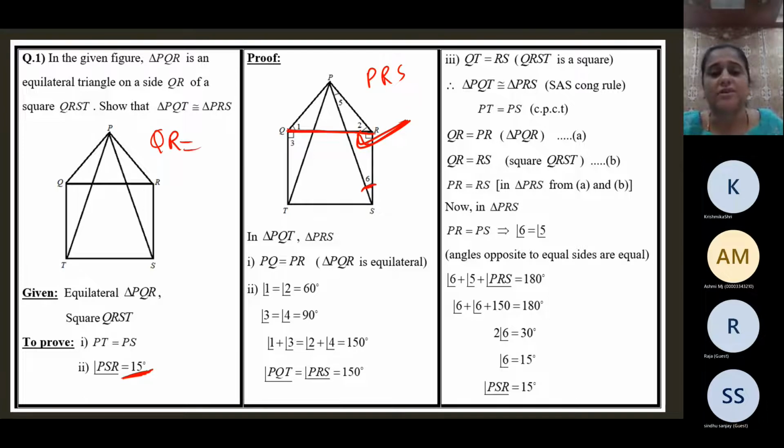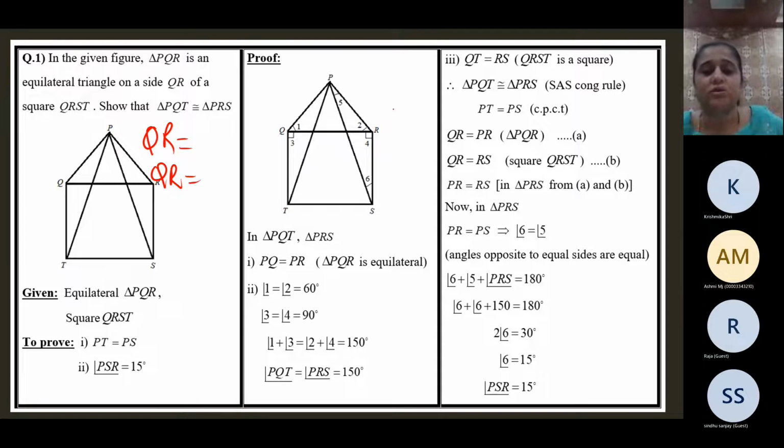QR is the common side, for the triangle and the square. So take up the common side QR. Now QR is equal to RS. Why is QR equal to RS? Because with QR you take one side of the square and one side of the triangle. Please look at the way I write it. With QR, you take PR and RS, because you'll have to show that those two sides are equal.